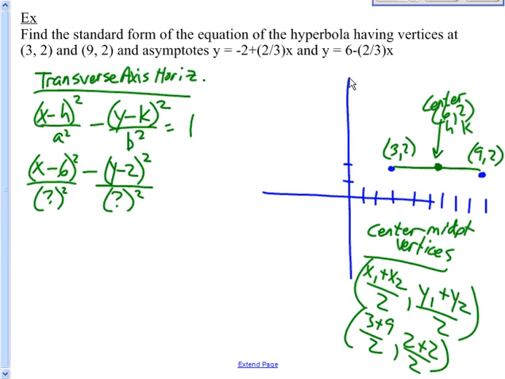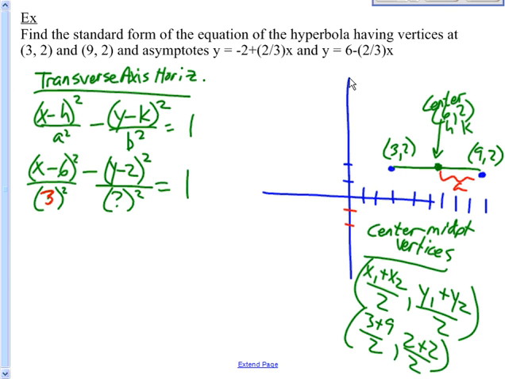So we need to find our a and our b, don't we? Now you notice our a is the distance from the center to our vertex. Here's our a. Well, a is 3, so this is going to be 3 squared. Looks like we're going to have a 9 right there. And our b, let's take a look at this here. Let's look at our asymptotes: y = -2 + (2/3)x.